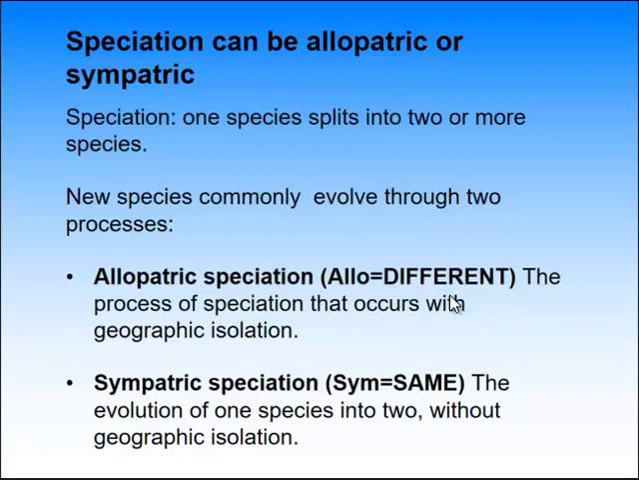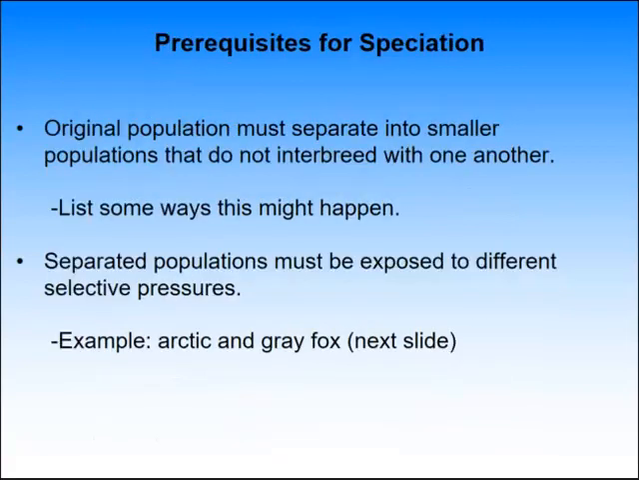So a couple little things to point out that you may not have seen in your book, but it helps with remembering. Allo means different, sim means same. That's going to help you with just remembering. I'm just trying to give you some suggestions. But new species come about or evolve through two processes, allopatric speciation and sympatric speciation.